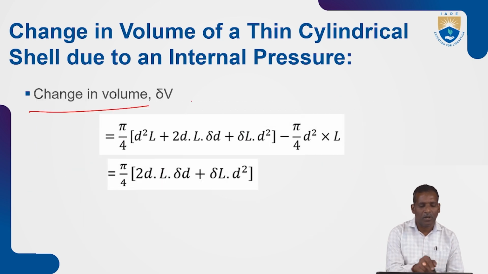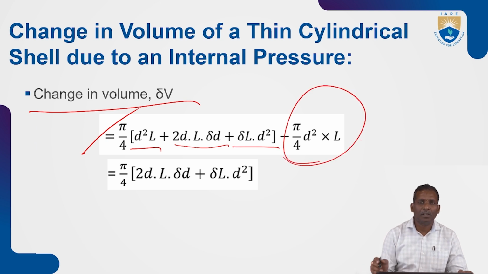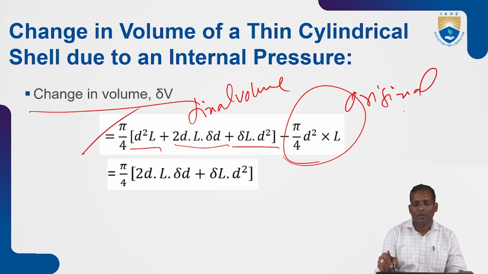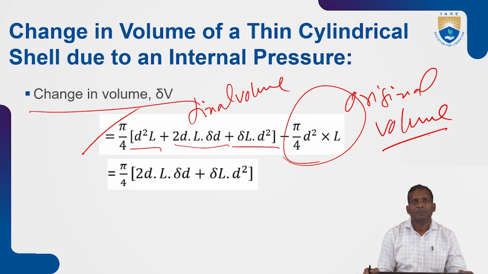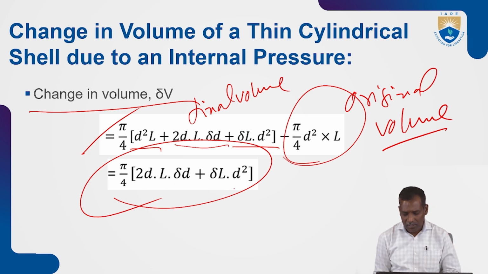So we will get the change in volume finally: pi by 4 into d square L plus 2d into L into delta d plus delta L into d square, minus the original volume, the final volume minus the original volume. So we get the change in volume as pi by 4 into (2d into L into delta d plus delta L into d square).